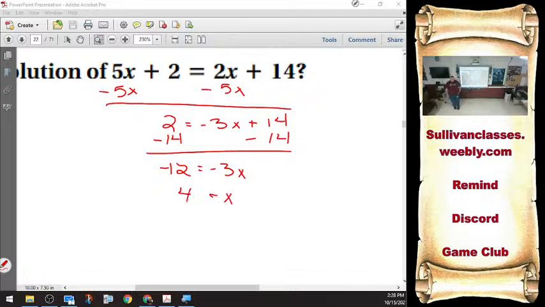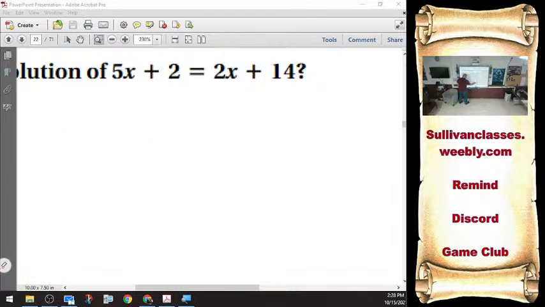Divide both sides by -3. I get x is 4. I did that by moving -5x first. Option 2.